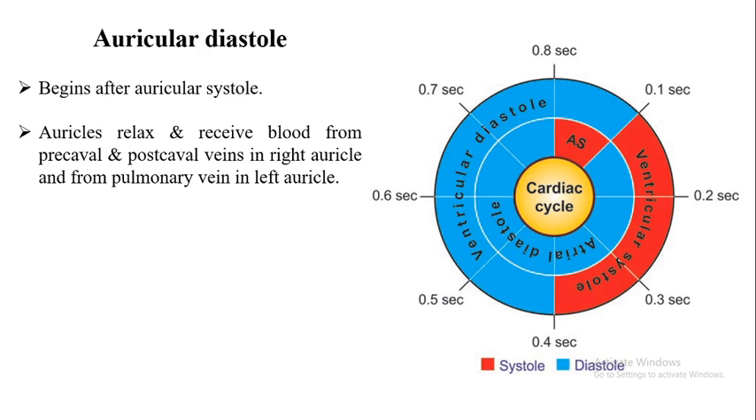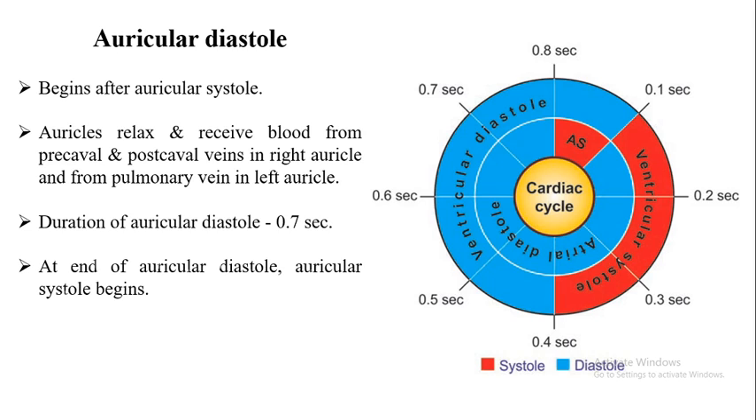So as we already said, the blood from the body, beat by beat, stroke by stroke, is collected and carried up to right auricle through precaval and postcaval vein and into left auricle through pulmonary vein. The duration for auricular diastole is the rest of the time, that is 0.7 second.